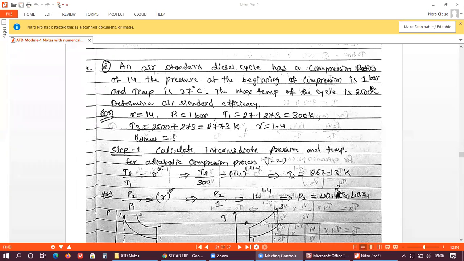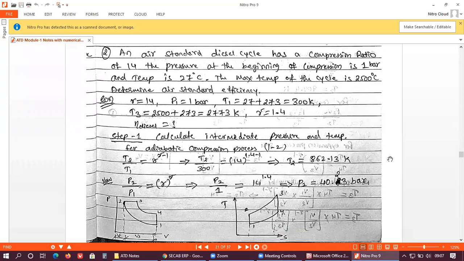And the pressure at the beginning of the compression is 1 bar. The beginning of the compression means point number 1. If you go through this PV diagram, let me show you here. So this is the PV diagram, as you can observe at the bottom. At point number 1 is the beginning of the compression stroke. 1 to 2 represents the adiabatic compression stroke.